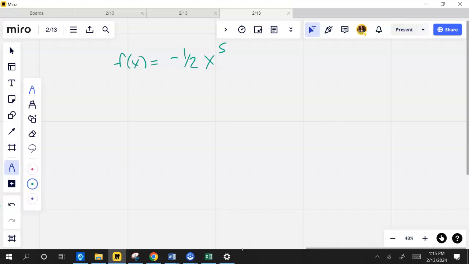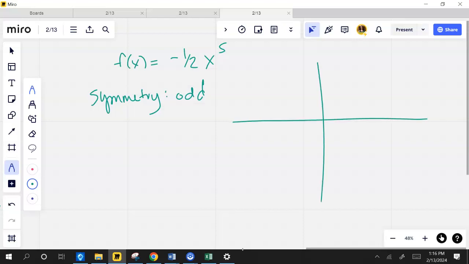What does the symmetry look like on this one before I even graph it? It's odd. Okay? Easy. If that exponent is even, it's even symmetry. If that exponent is odd, it's odd symmetry. If I want to graph this, what I really want to do is pick up a couple of points to pick up the pattern here.